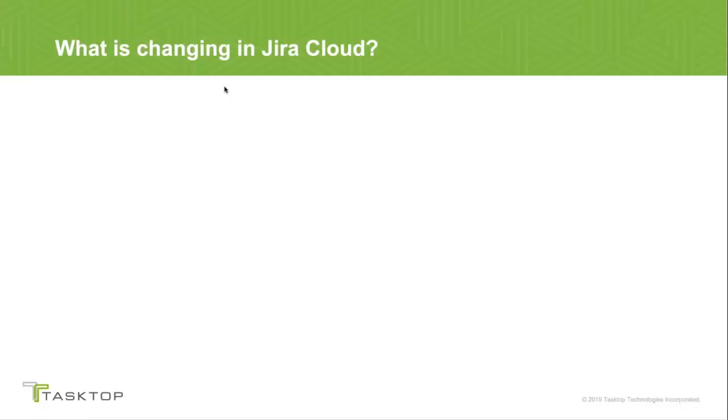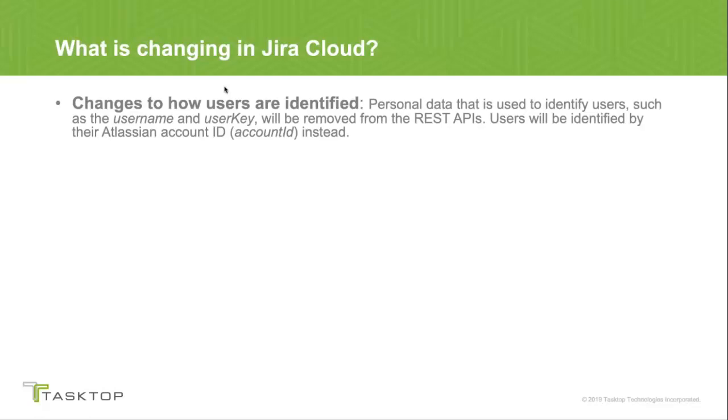Okay. So what is changing in Jira Cloud? Jira Cloud has seen all of these GDPR changes, so now they've gone through and they're making changes to their API. They're changing how users are identified. They're removing as much personal information as they can. Username and user keys will all be removed from the REST APIs. Users will be identified by their Atlassian account ID, or the account ID is what they're calling it, to try to non-personalize the user information.